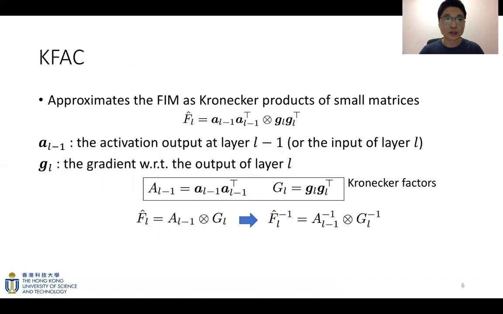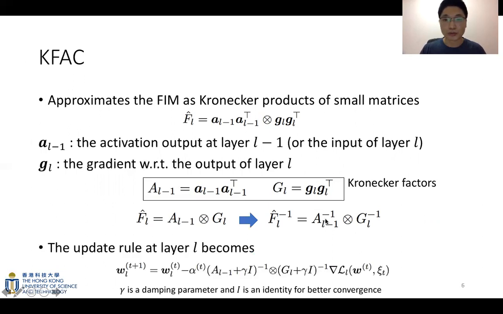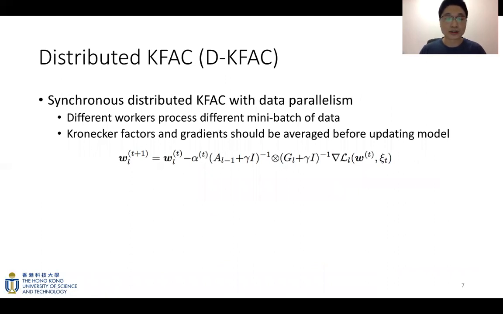In K-FAC, we approximate the FIM as Kronecker products of small matrices. A and G are the activation outputs and the gradients of a particular layer. With these two kinds of information, we can construct the Kronecker factors, capital A and capital G. With these two Kronecker factors, we can construct the approximate Fisher matrix, and then use its inverse to precondition the gradients to update the model parameters. When we utilize multiple GPUs to train with K-FAC, it changes this update formula to this formula.